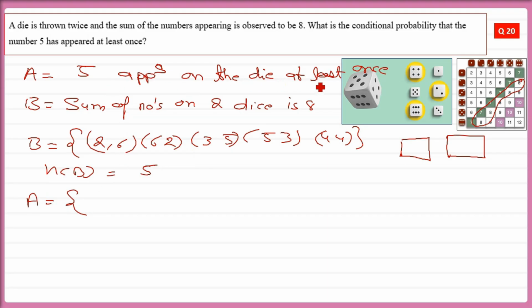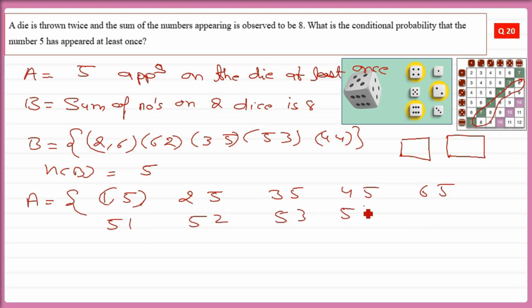So just take the combination of 5, that is, let's fix 5 in the first die first, or the second die first, and make the combination with 1 and 6. So 1,5; 2,5; 3,5; 4,5; 5,5; and 6,5. These are 6 values. I'll just write this 5,5. Then 5,1; 5,2; 5,3; 5,4; 5,5.